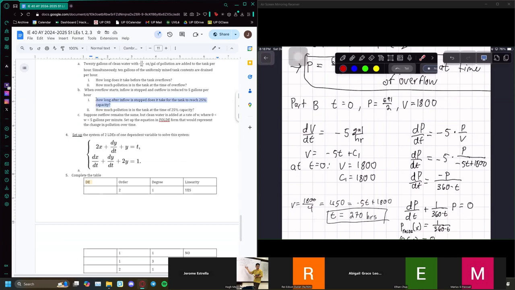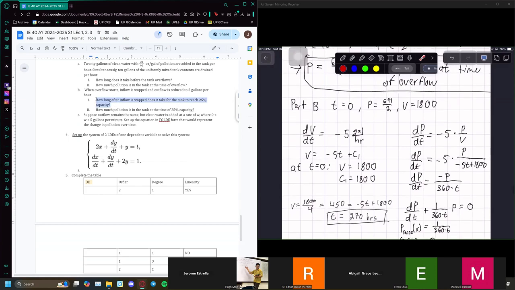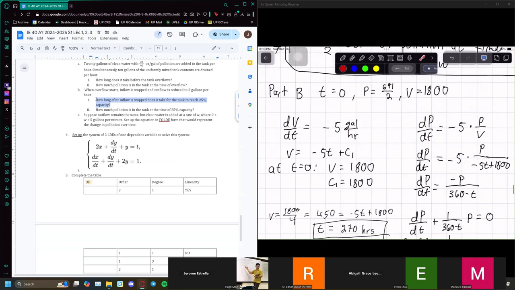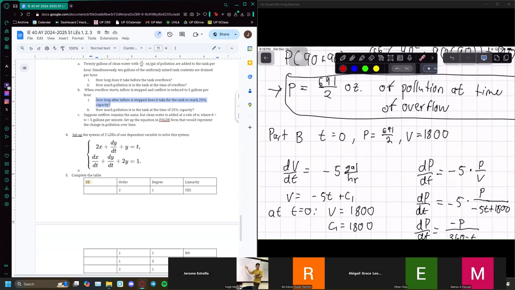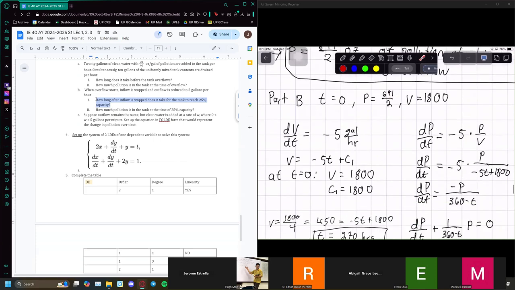So the first thing of this sub-question signals us that we can reset our T. We can set a new T equals 0. So our new initial conditions for part B, T equals 0, P is equal to 691 over 2, because this is what we got from the last problem. We know now when it starts overflowing, it's going to start with 691 over 2 ounces of pollution.